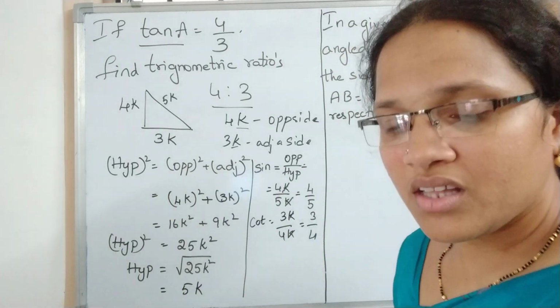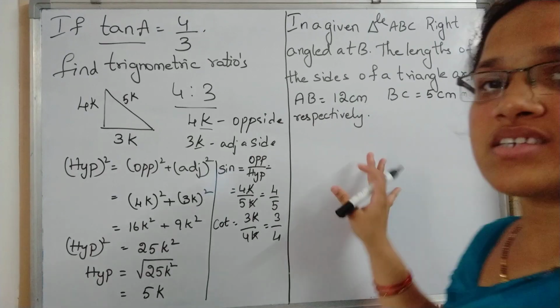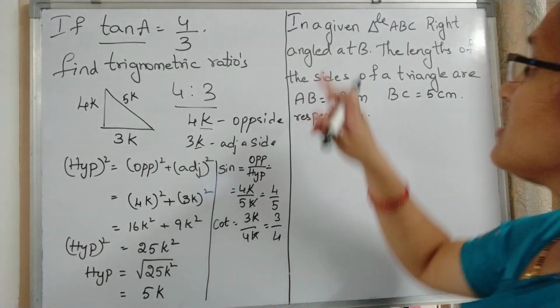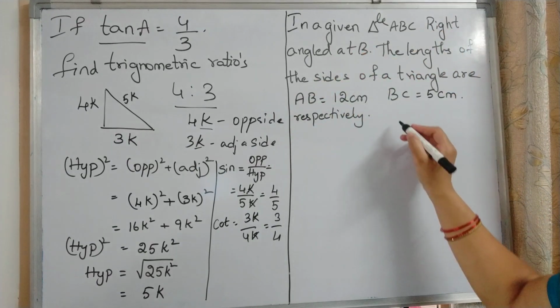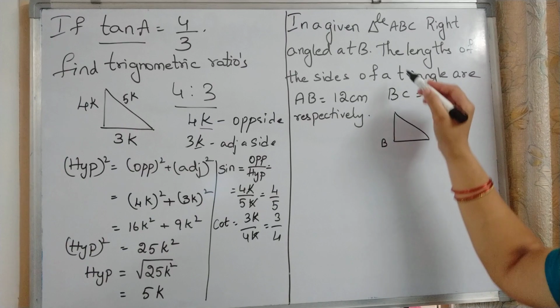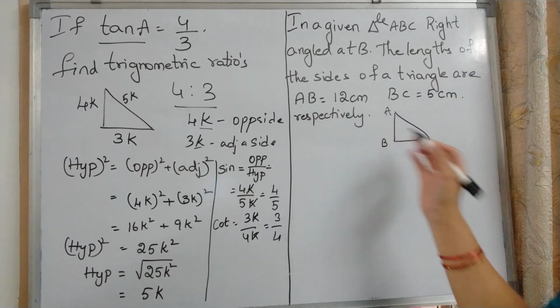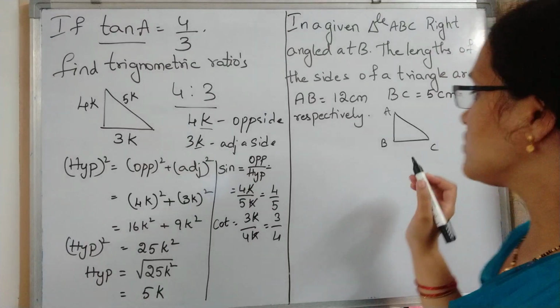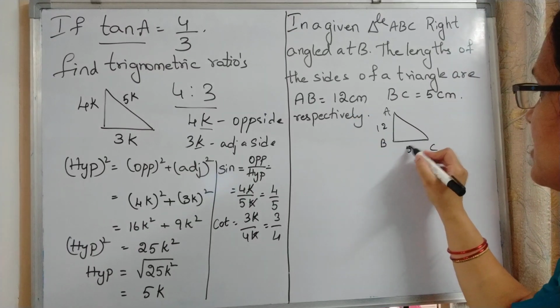Now let us see the other side of this. What happens to this kind of questions? See, in a given triangle ABC, right angle at B. So when we draw a triangle, B is right angle, very good. And the lengths of the sides of the triangle are given. You can use A and C wherever necessary. AB is equals to 12 centimeters and BC is equals to 5.